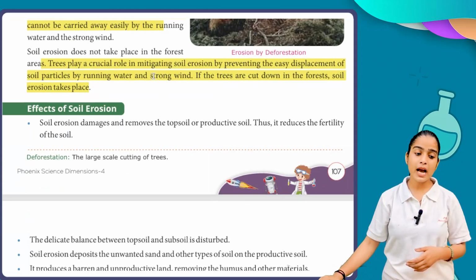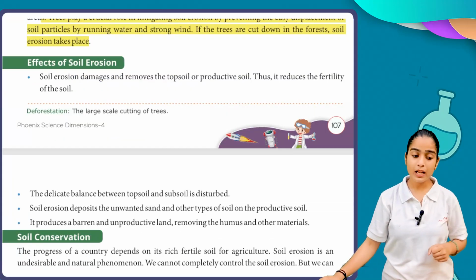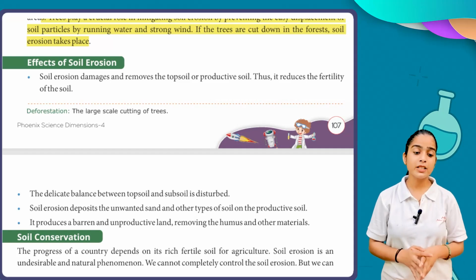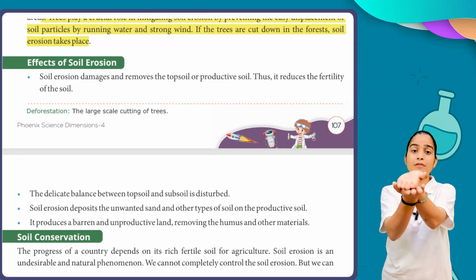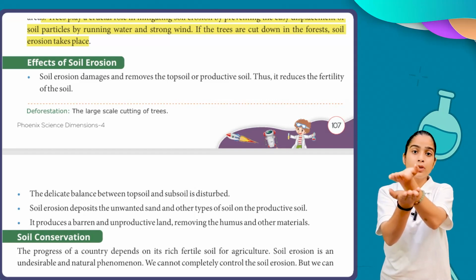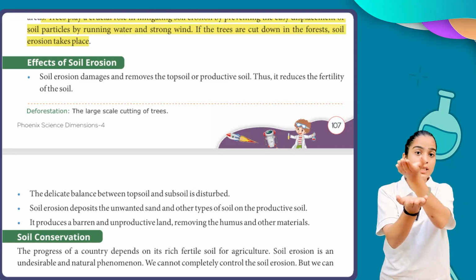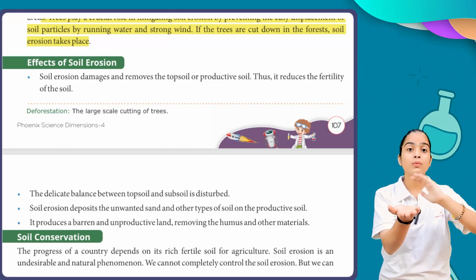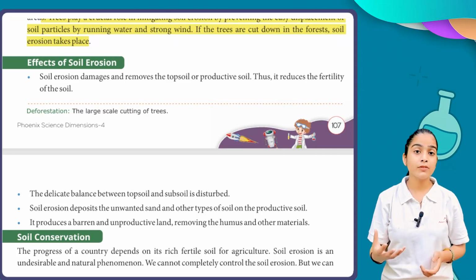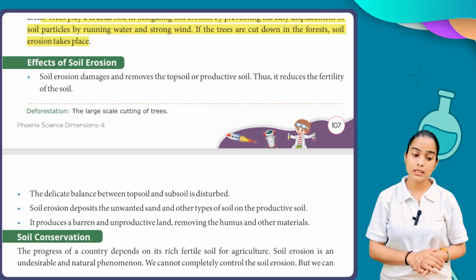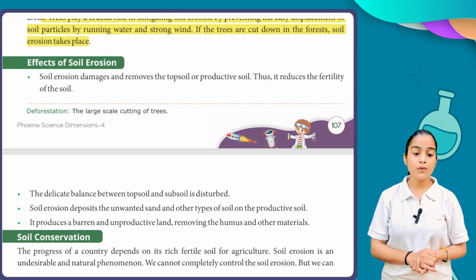The next point we have is that the delicate balance between the topsoil and subsoil is disturbed. So here what we understand, this is your topsoil and this is your base soil. So here we have a connection between them. When your topsoil is disappeared, what will happen? The connection between the subsoil and topsoil is also disturbed, and the productivity, the fertility of the soil is also disturbed. Soil erosion deposits the unwanted sand and other types of soil on the productive soil.